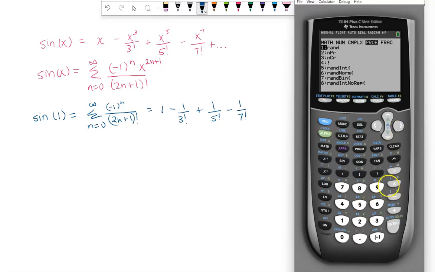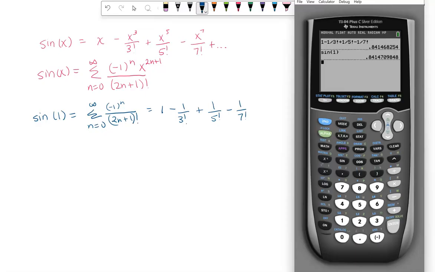Just have to go over each time. And then let's try one more term. So minus 1 over 7 factorial. All right, so we get this decimal 0.841468254, and if I type in the sine of 1, and we are in radians, well, the sine of 1 is pretty close to that. That's pretty accurate for the first 4 decimal places.